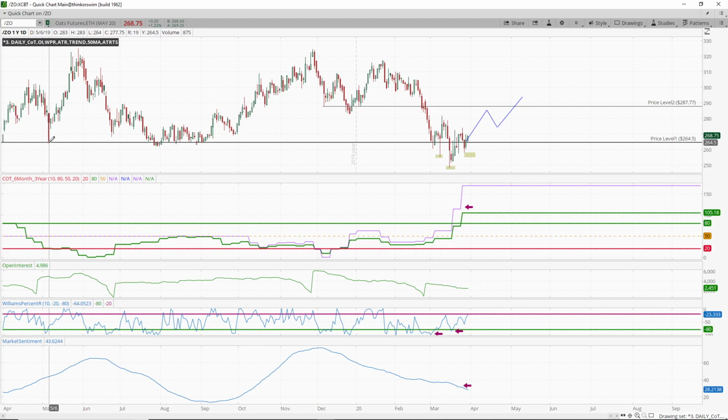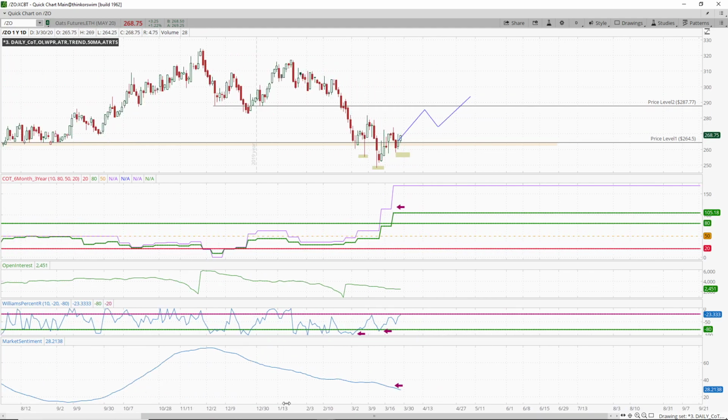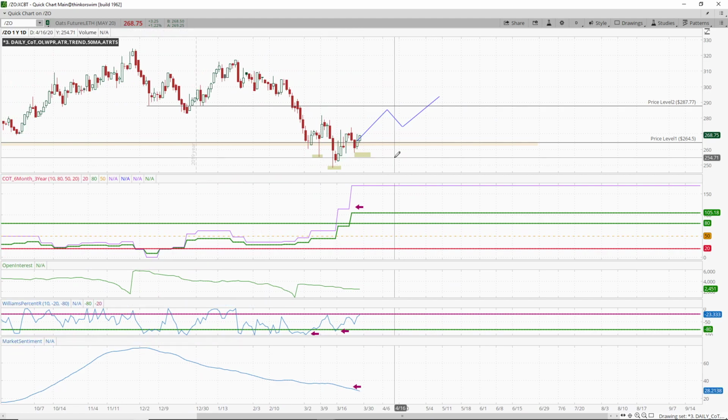So here's our support range. Are we going to find support where it found once before? So this was acting like a nice area of confluence. So I mean, this chart looks really good, especially if we want to align ourselves with commercial interest here.